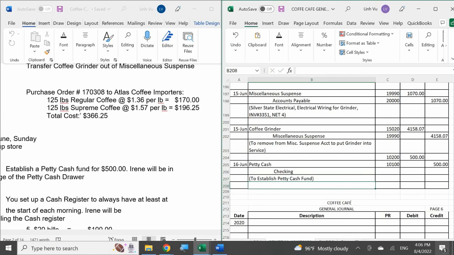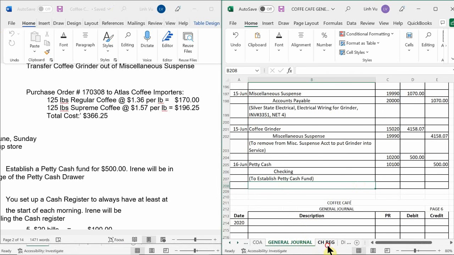Yeah, I wouldn't put anything else because we know Irene, that's in her job description. Okay, but first off, how's the money going to get into the petty cash fund? You write out a check. We have to write it a check and have Irene, since she's going to be in charge of it, right? She's got to go down to the bank, cash it out, put the money into the cash register, into the petty cash drawer, okay? So in this case, that's exactly what she's going to do.